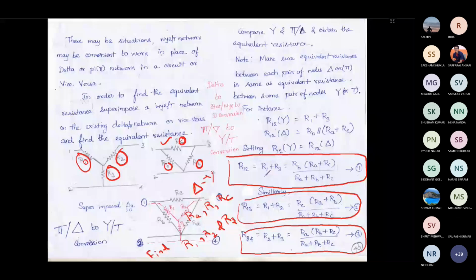So you forget about this now. This is the equivalent resistance based on which we have obtained these. Now you have R1 plus R3 is equal to this, R1 plus R2 is equal to this, R2 plus R3 is equal to this.